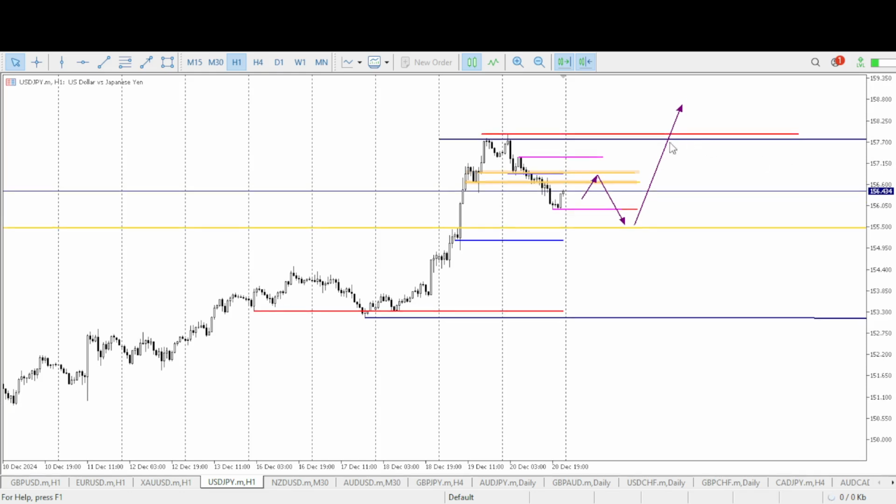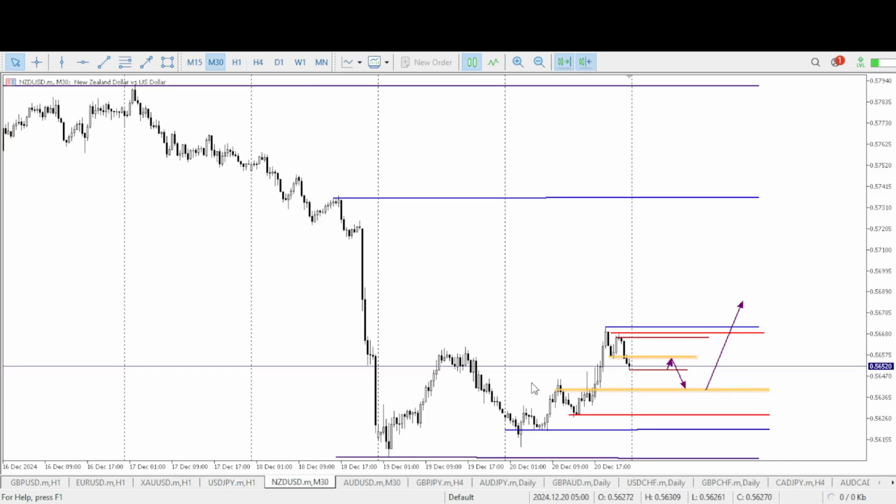Also, as you can see, we have a double top pattern here at the top. So we're waiting for the market to come and take this double top, okay, before anything happens, guys. So this is all about USD/JPY.